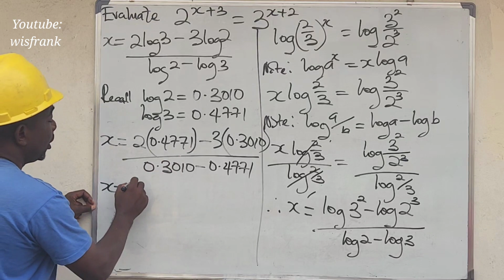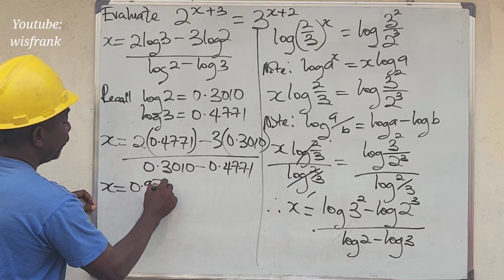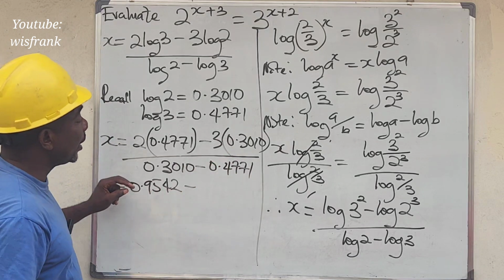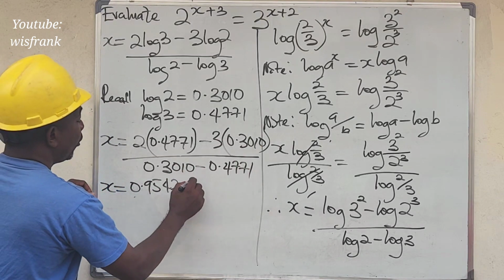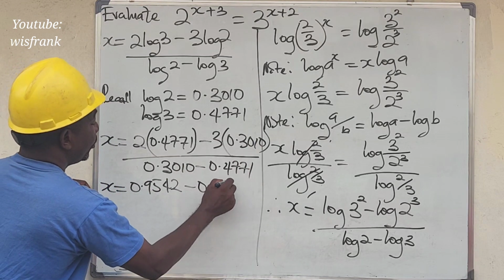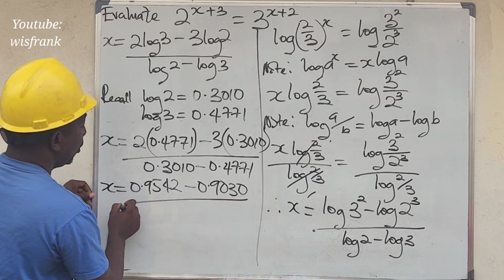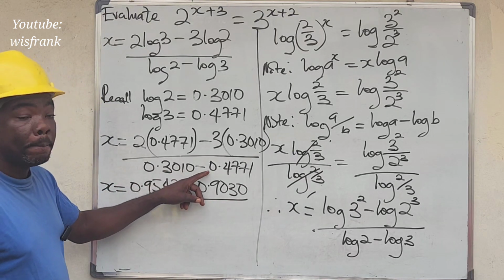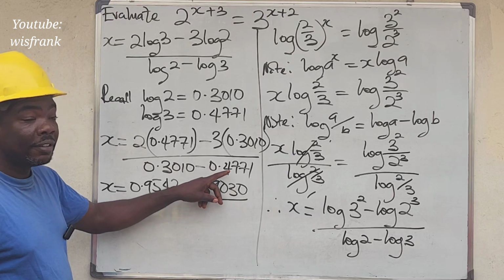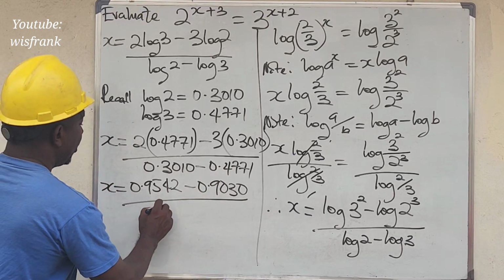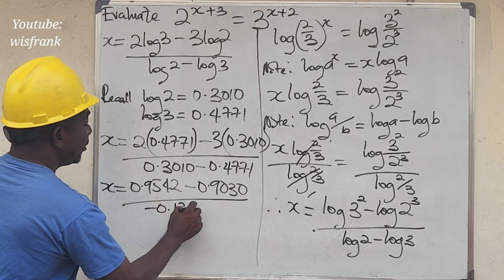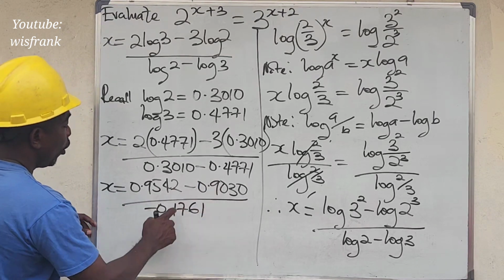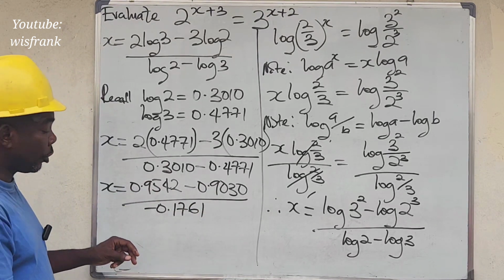So here, when we expand the parenthesis, we have x equals 2 times 0.4771, which will give us 0.9542, minus 3 times 0.3010, which will give us 0.9030. All over, when we subtract 0.3010 minus 0.4771, this will give us minus 0.1761.